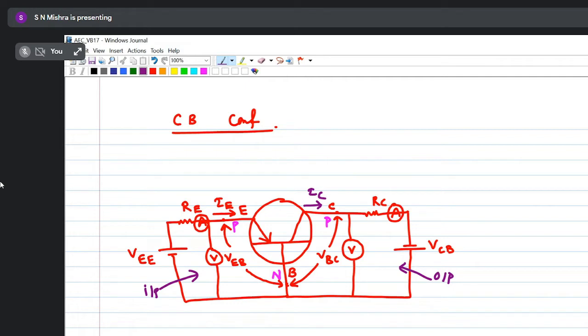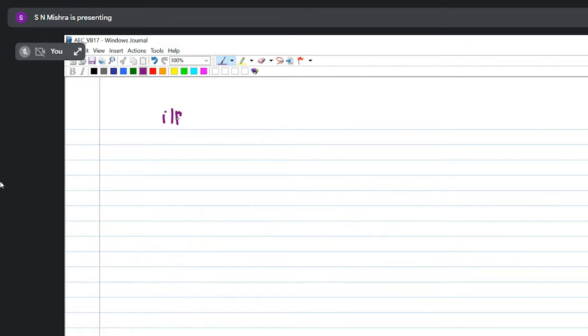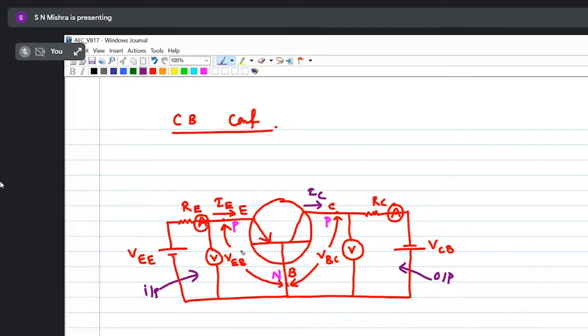So basically, if you consider the input side and plot the graph between voltage and current, that is your input characteristic. If you consider the output side and plot the graph between voltage and current, then that is your output characteristic. Okay, so in detail, let us discuss. So first we'll go for input characteristic of CB mode. So what I'll plot is between VEB and IE.